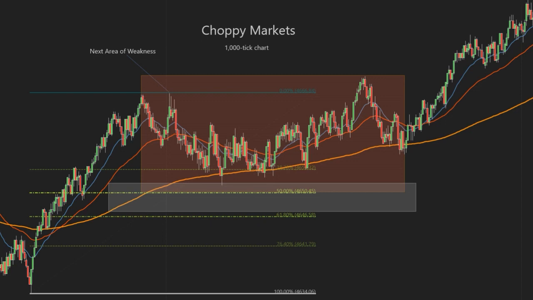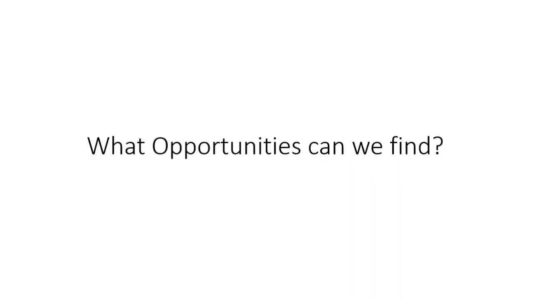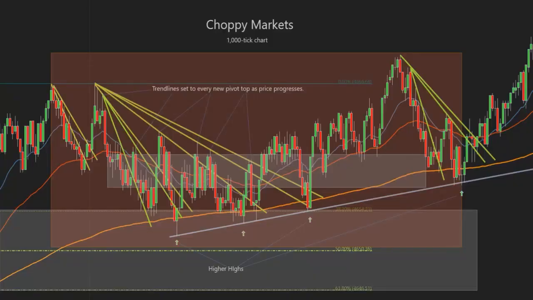Now, again, we use trend lines, trend line breaks, and Fibonacci pullbacks to decide where we can take a trade. What opportunities can we find in this market? All right, so let's look at that again. We drew all the trend lines that we think are relevant before we analyze each one. I just want you to see the trend lines that are created from each pivot. Every time price creates a new pivot, we use that pivot as a trend line.